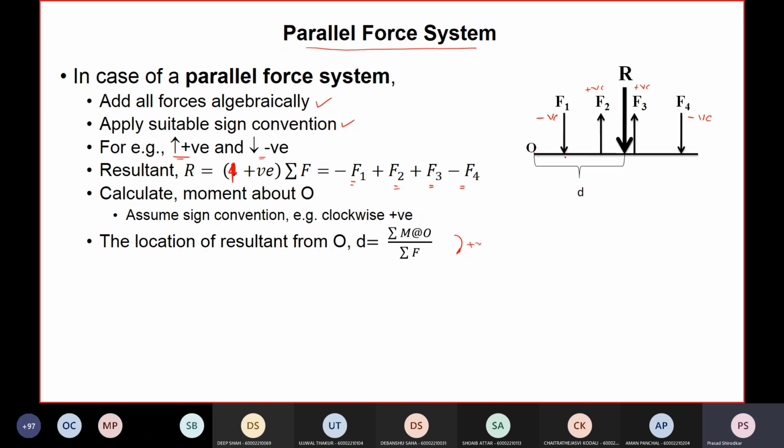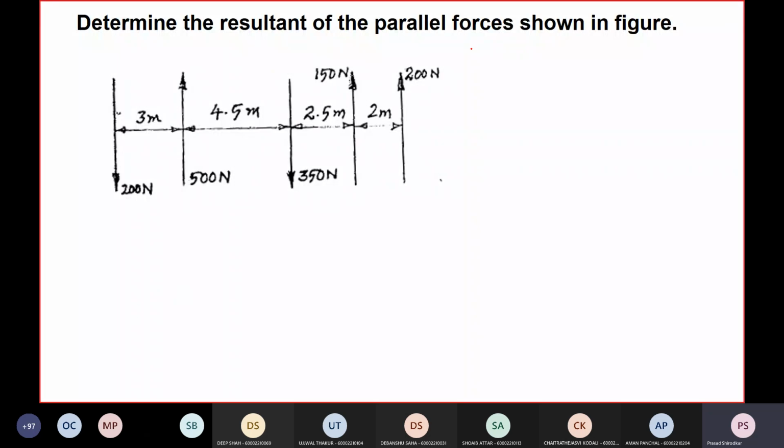As the name suggests, all the forces in this type of system are parallel to each other. So this is the simplest form of force system. We'll do some examples on this. Determine the resultant of the parallel forces shown in the figure. Okay, so let's calculate the resultant.